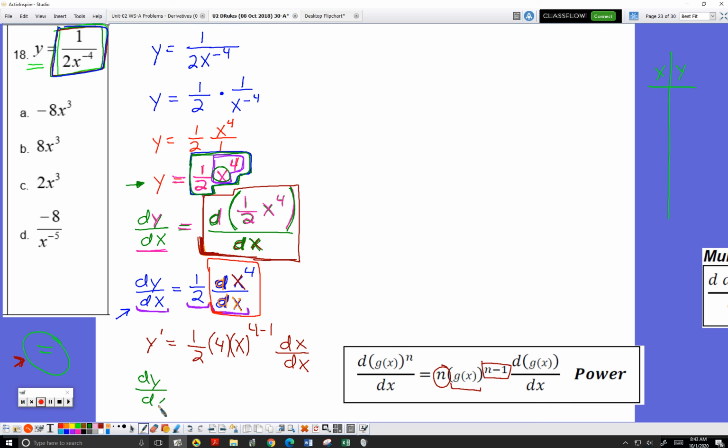dy dx. Do a little math. 1/2 times 4 is 2 x cubed. So as I promised when we began, that is the correct answer. This was a correct answer as well. It's only useful on my calculator or computer. This is more useful. I can do some analysis without the computer.